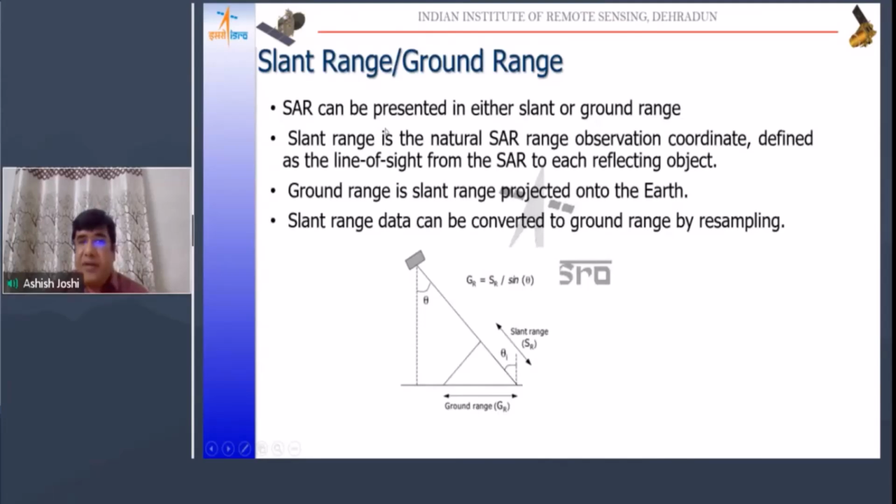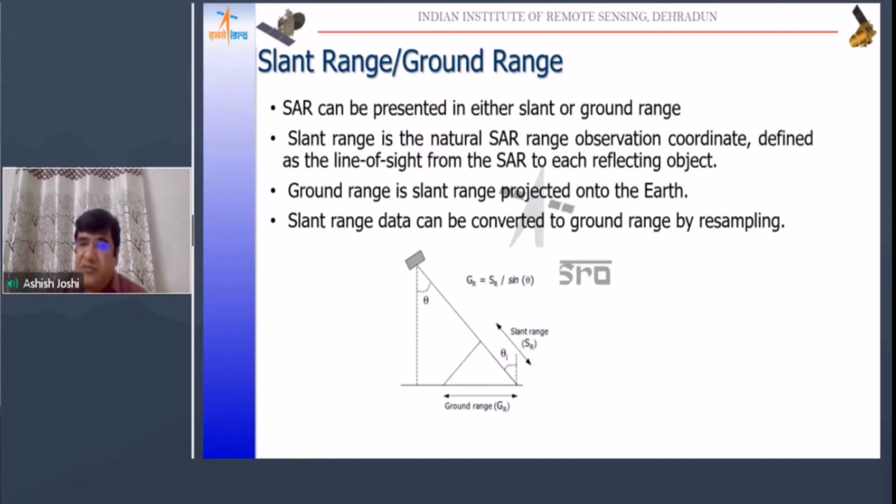SAR can be represented either in the slant or ground range. In the processing, we process in the slant range plane, and after some data processing we can project the image to the ground range plane. The slant range is the natural SAR range observation coordinate, defined as a line of sight from the SAR to each reflecting object. Ground range is the slant range projected onto the earth. Slant range data can be converted to ground range by resampling. After the level 0 processing, we get the level 1 product.